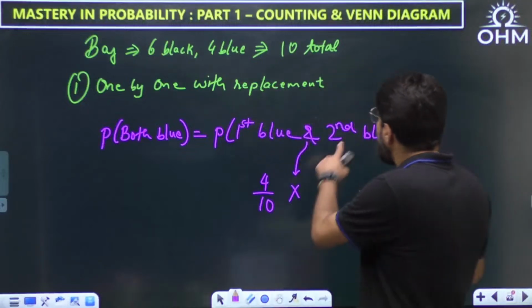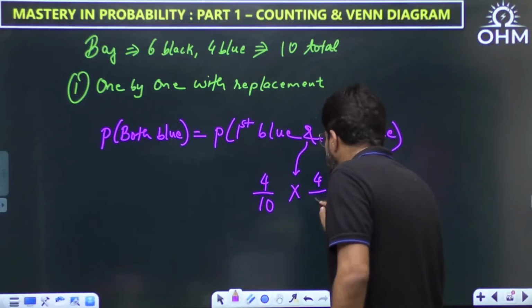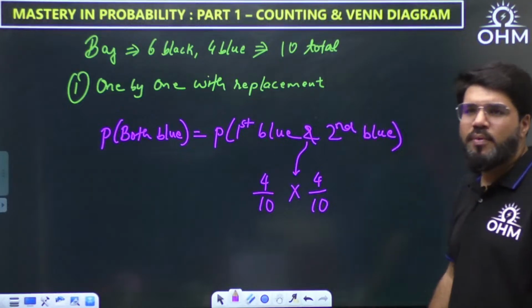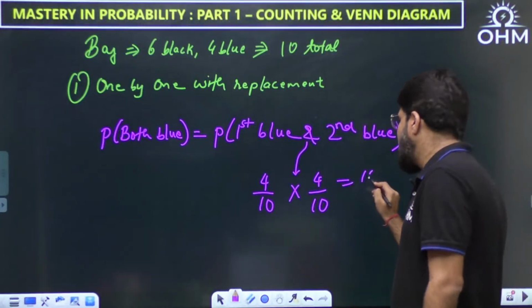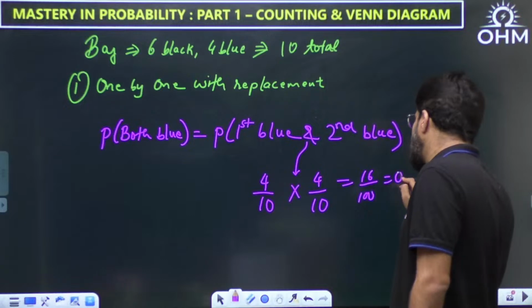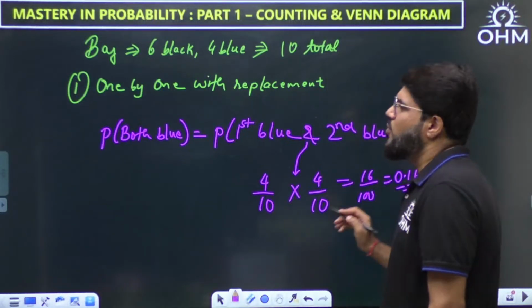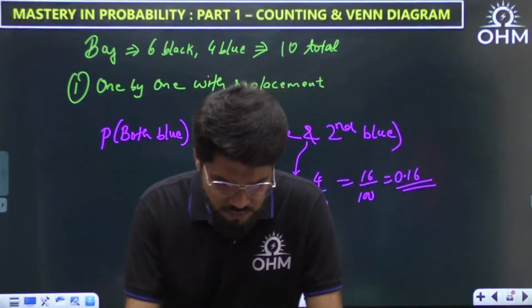So what is the probability of again getting blue? Same 4 by 10, and then the answer is 16 by 100 or 0.16. Hope the first answer is clear to you.